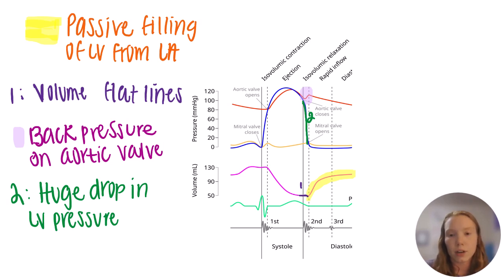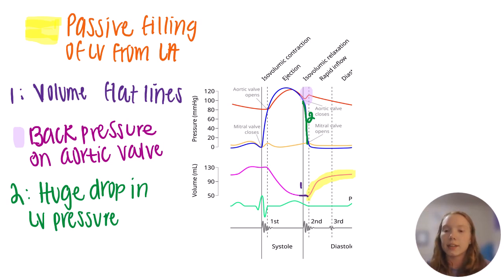All right, and now I want to point out this yellow highlighted line here. Now we're starting to see the volume increase in the left ventricle, but we're not really seeing the pressure increase, and that's because there is no ventricle contraction happening here.